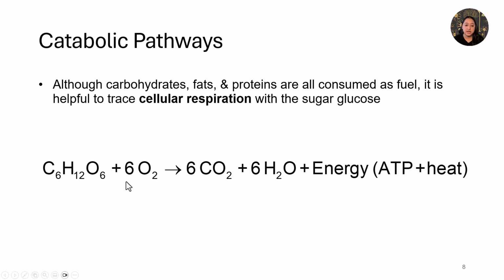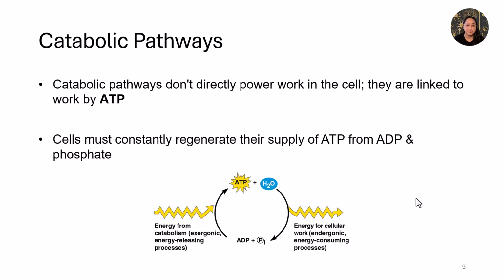Take glucose and oxygen, and then we happen to make carbon dioxide and water and energy, which is what we really want. And so remember, this is a catabolic reaction because it's releasing energy. It's an exergonic reaction because it's releasing energy. So catabolic pathways don't directly power work in the cell, right? It's not like the energy goes straight to some other process. The energy is captured, again, as I keep saying, in ATP.